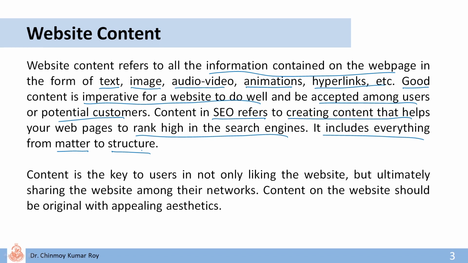Similarly, any internet user should have clarity about the architecture of the website, so it should be seamless. That is how you have to structure your website to give users a very wonderful experience. Content is key to the users, not only in liking the website, but ultimately in sharing the website among their networks. So content on the website should be original with appealing aesthetics, which I was emphasizing.